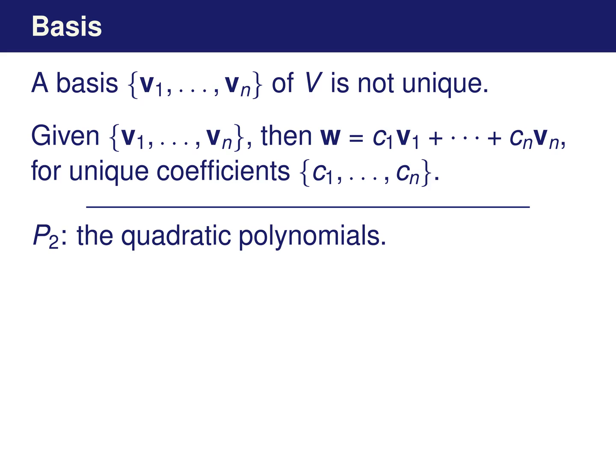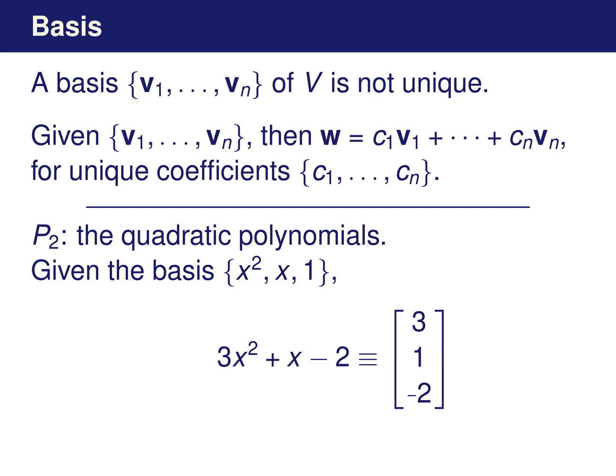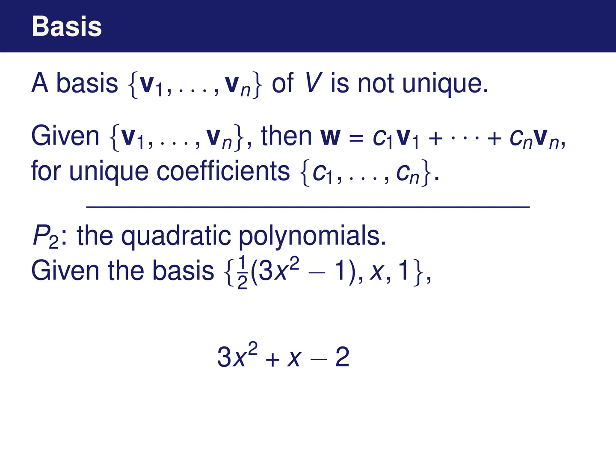Once again, consider the quadratic polynomials. The usual basis for the quadratic polynomials is the monomials x squared, x, and 1. A vector 3x squared plus x minus 2 can be equivalently written in shorthand as the vector (3, 1, -2). If instead, we choose the Legendre basis, 1/2 times (3x squared minus 1), x, and 1.